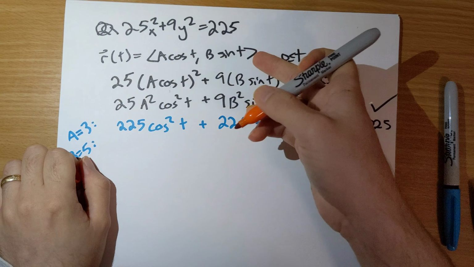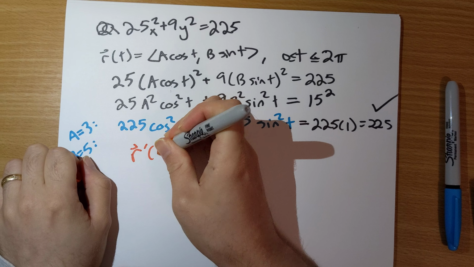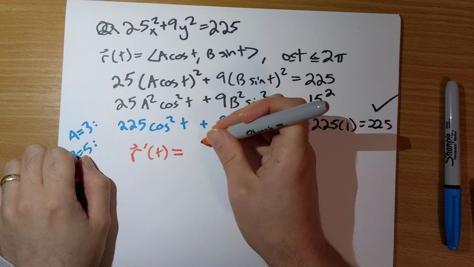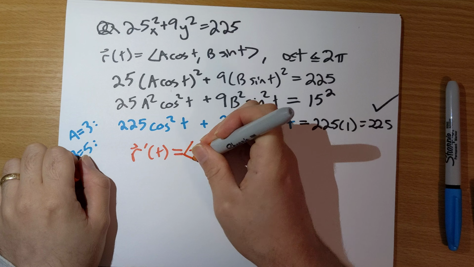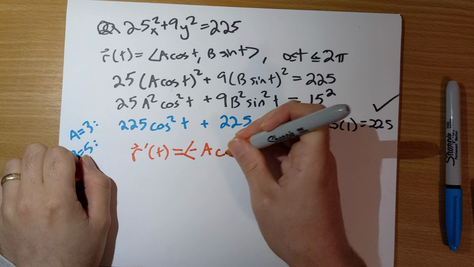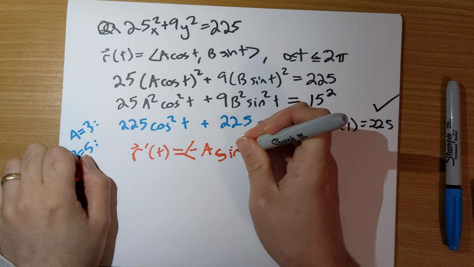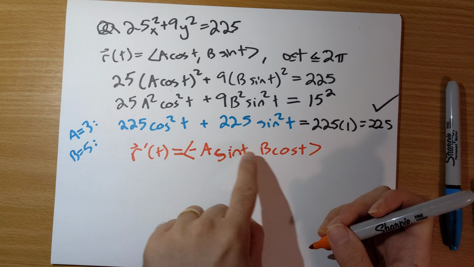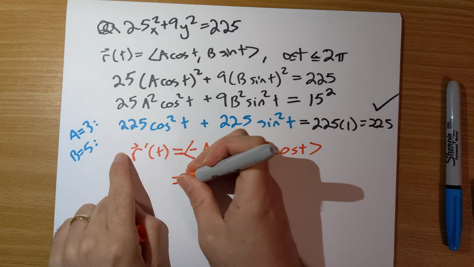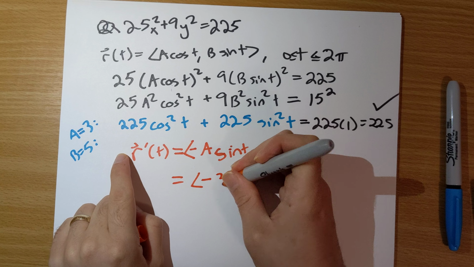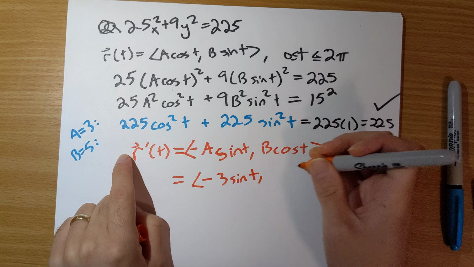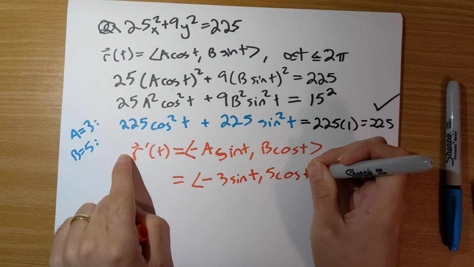So r of t is this. r prime of t is going to be, take the derivative here, negative a sine t and b cosine t. Of course, we should feel comfortable plopping in a and b at this point. Negative 3 sine t, comma 5 cosine t.